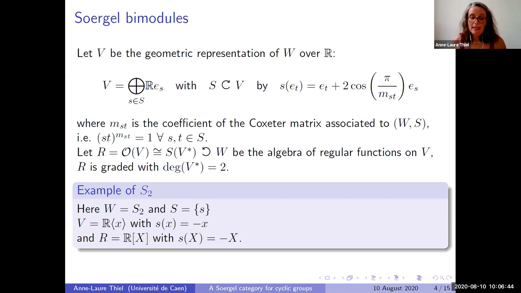This story can be told in much more generality, but here I will go simple. I will just take the geometric representation of my Coxeter group over R, meaning an R-vector space of dimension the number of simple reflections of my Coxeter system.